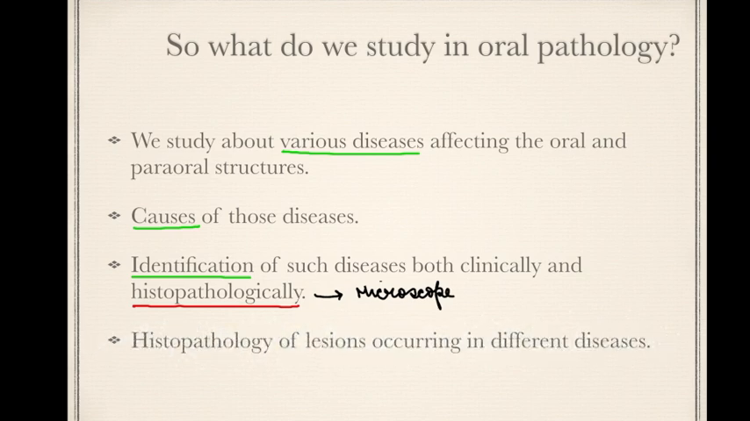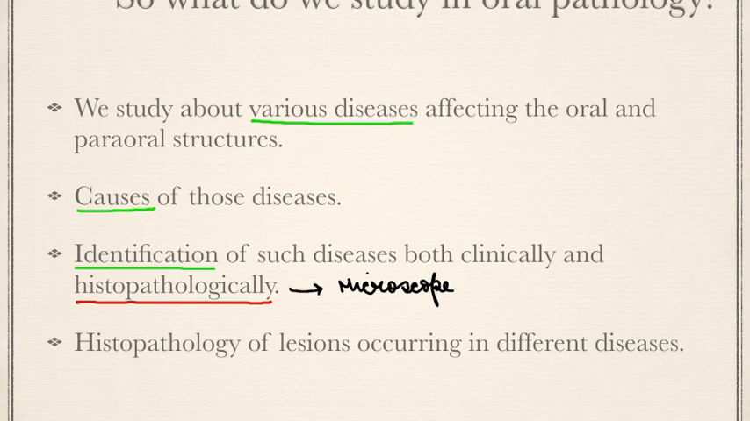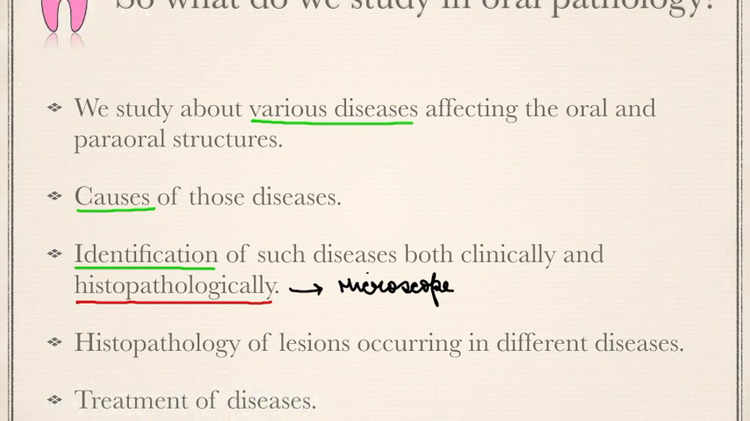Next is histopathology of lesions occurring in different diseases. We study the histopathology, which is nothing but changes at the tissue level of different lesions caused by different diseases in this subject. Lastly, treatment of diseases. We even concentrate on the treatment of diseases in this subject. Now let's move forward to study tips.